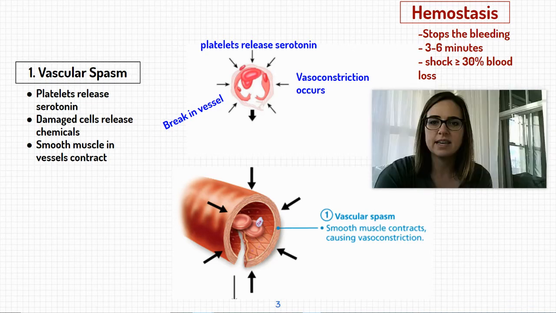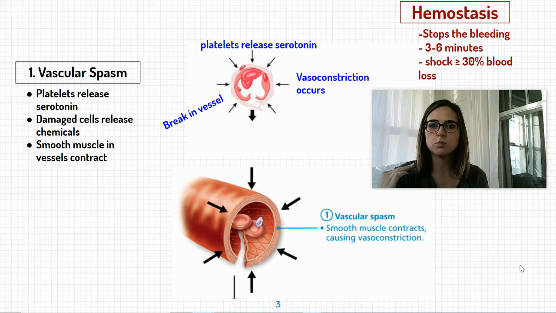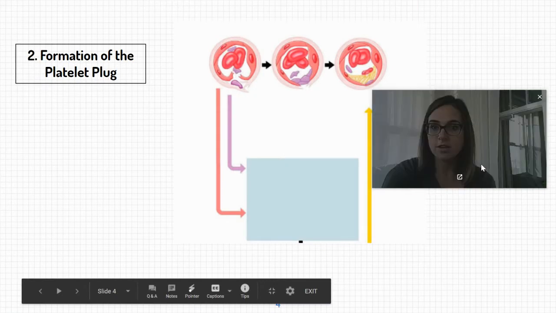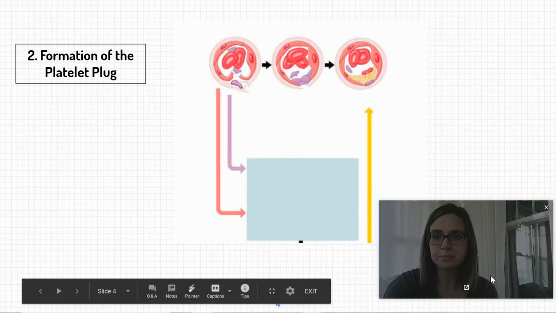And then we just have this diagram, which is from what I showed you earlier, is that the smooth muscle contracts, causing vasoconstriction. All right. On to our next image here.